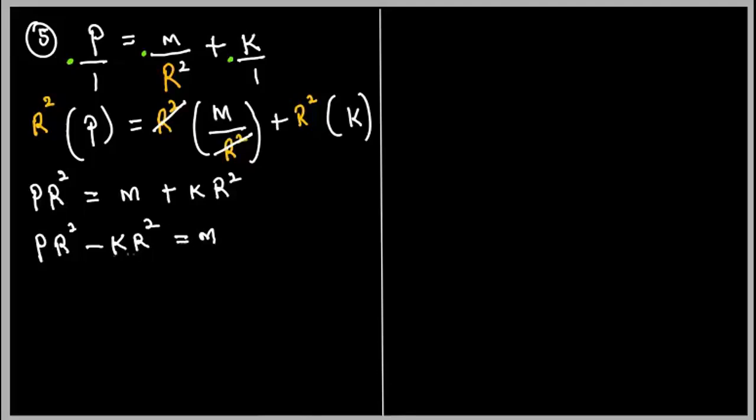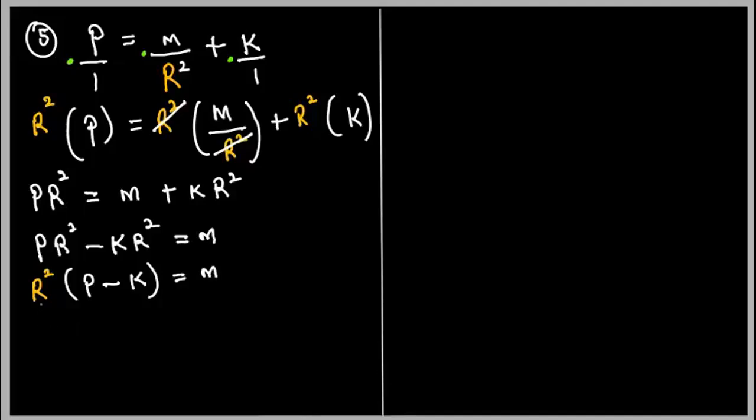As we know, we can factorize here. Don't forget what we are asked to find. We are asked to find r squared. So r squared is common to both terms here. I can factorize r squared out. So P r squared divided by r squared is P, minus k r squared divided by r squared is k, equals n. So we are almost done here.